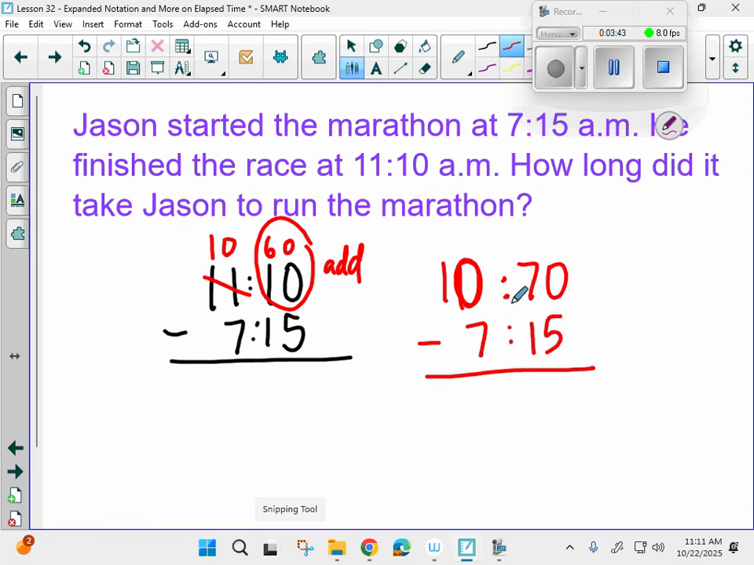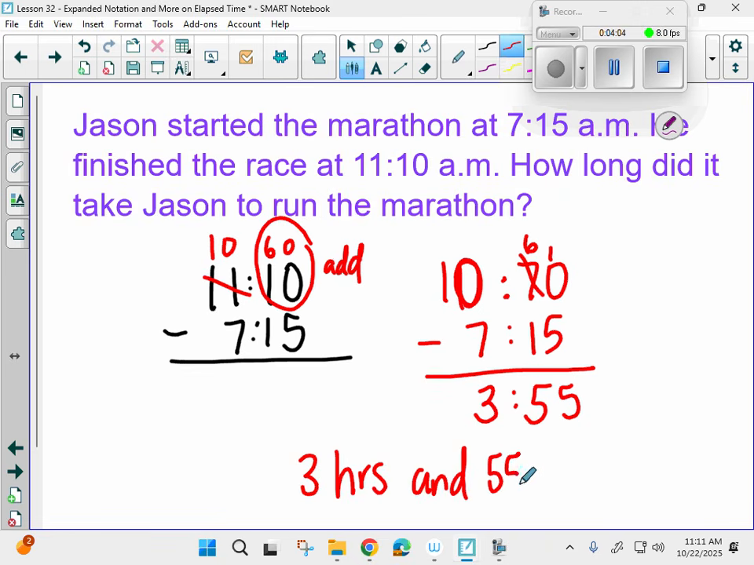Now I can borrow right here. 10 minus 5 is 5. 6 minus 1 is 5. And 10 minus 7 is 3. Now, this is not a time of day. It's how much time elapsed. So my actual answer needs to be 3 hours and 55 minutes.